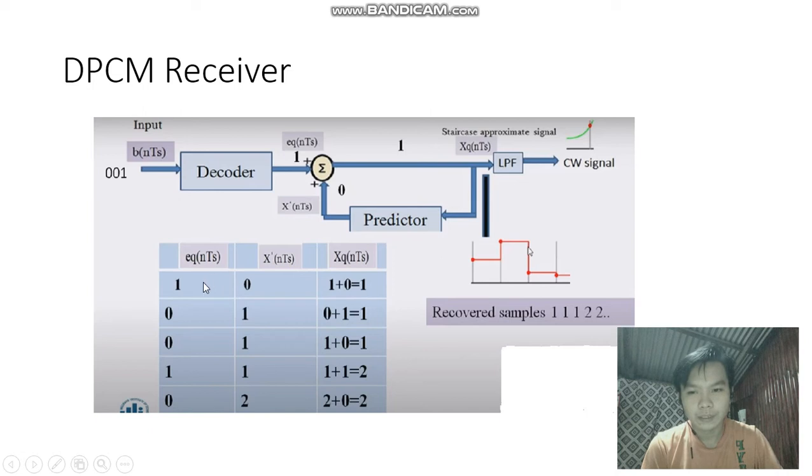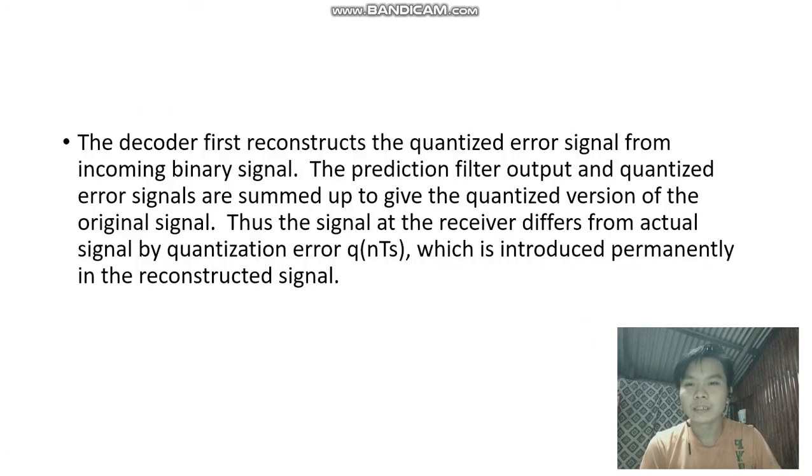So the eq(nTs) of 1, then 0, 1 plus 1 is equal to 0, 0 and 1, 0 and 1 is equal to 1, 0 and 1, 1 plus 0 is equal to 1, 1 plus 1 is equal to 2, and 0 and 2 is equal to 2. So the recovered samples are 1, 1, 1, 2, 2. The decoder first reconstructs the quantized error from the incoming binary signal. The prediction filter output and the quantized error signals are summed to give a quantized version of the original signal. Thus the signal at the receiver differs from the actual signal by the quantization error q(nTs), which is introduced permanently to the reconstructed signal.